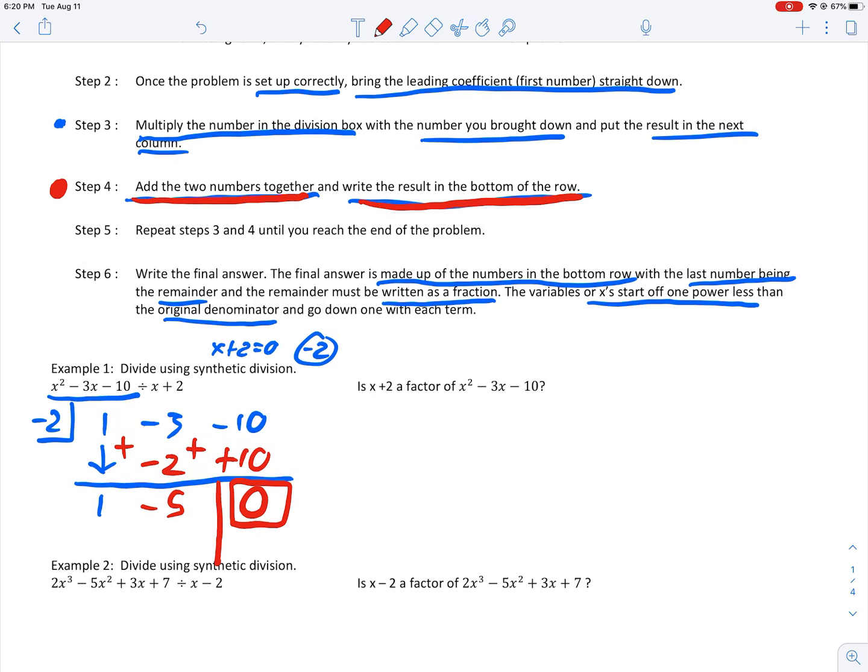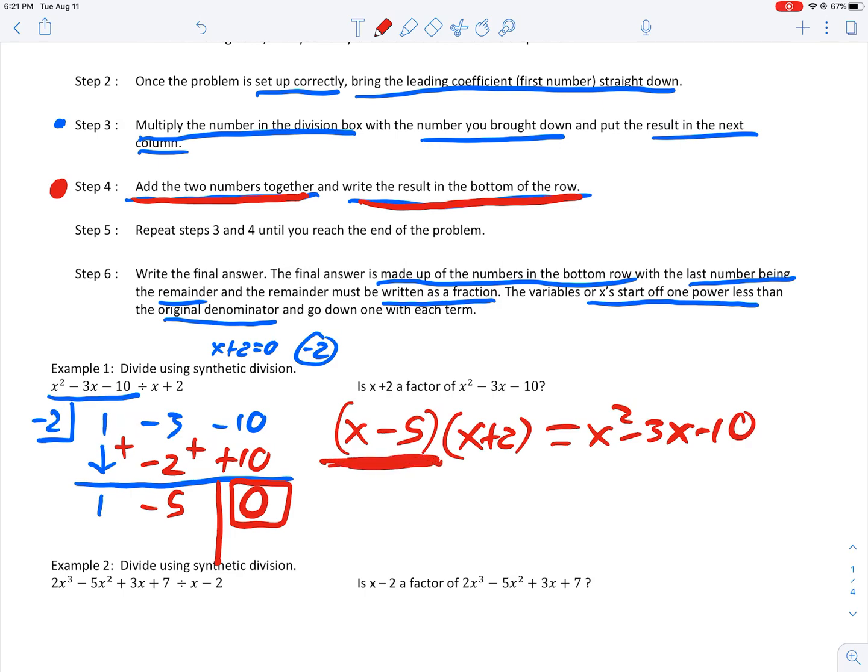To write this, we started off with x squared, so we're going to be 1 degree less than this. So this would be x minus 5. What I just figured out is x minus 5 times x plus 2 equals x squared minus 3x minus 10. This was the missing piece that I was trying to find. I divided this into that to find my missing piece, because remember, multiplication and division are inverse operations.